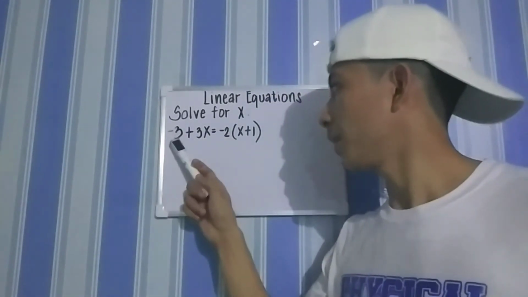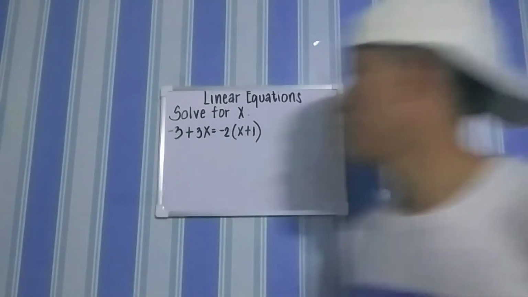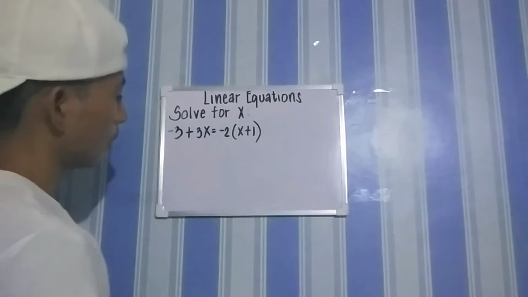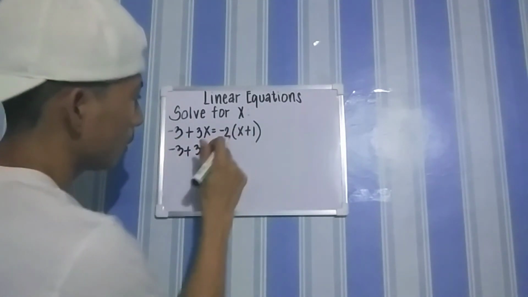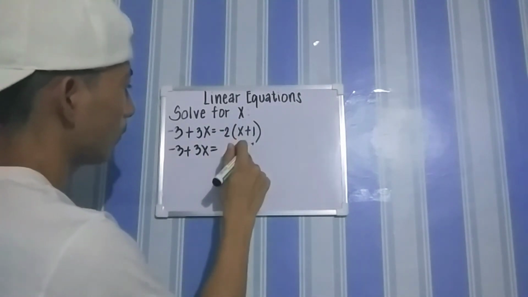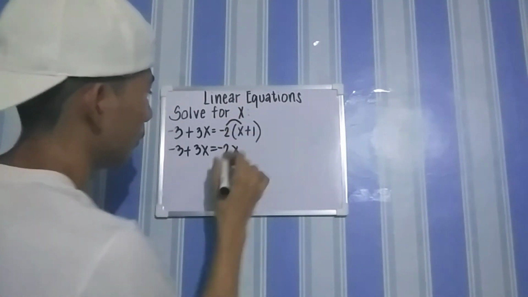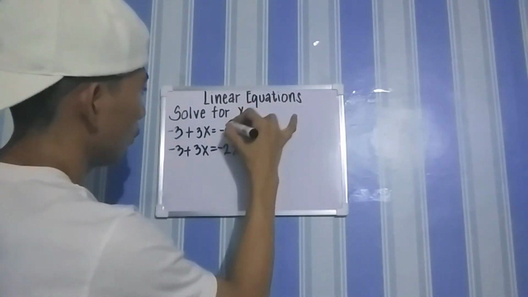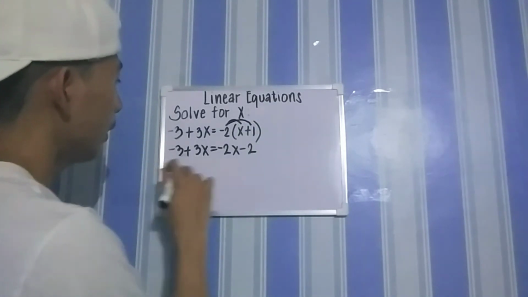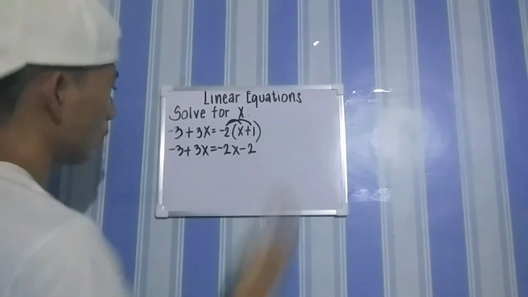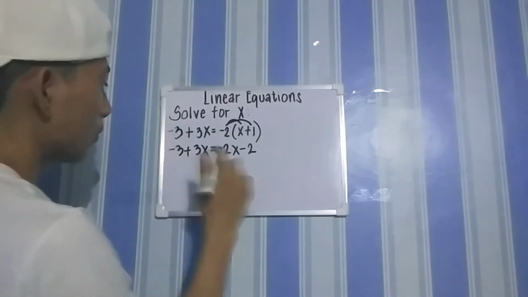given equation negative 3 plus 3x is equal to negative 2 times quantity of x plus 1. So for our first step, negative 3 plus 3x is equal to, distributing negative 2 in our parentheses, this will become negative 2x because negative 2 times x is equal to negative 2x. Negative 2 times positive 1 is equal to negative 2. So our equation will now become negative 3 plus 3x is equal to negative 2x minus 2. So to get rid of negative 3, we're going to add both sides by 3.